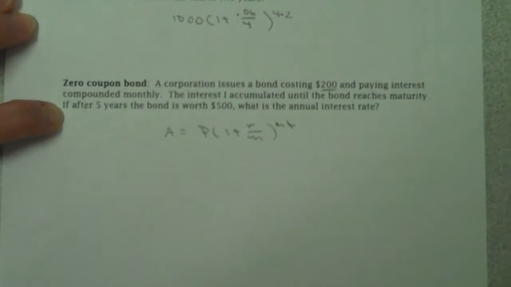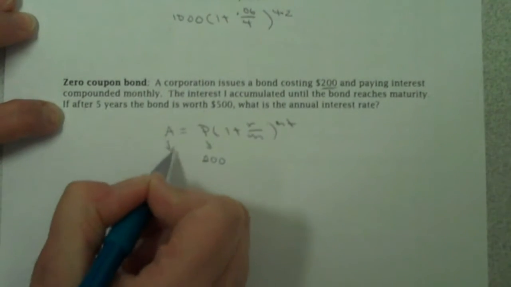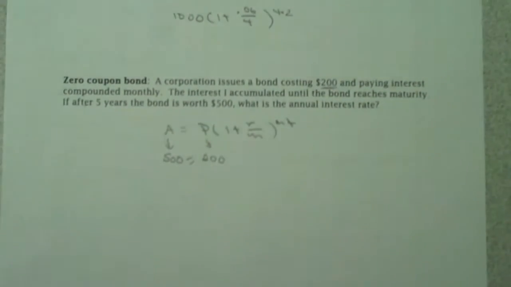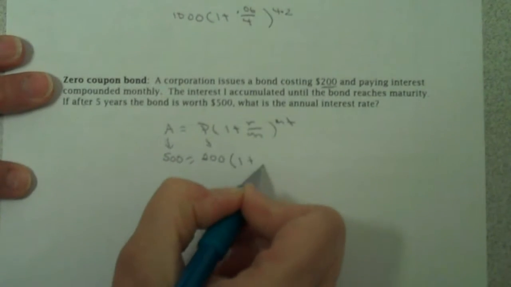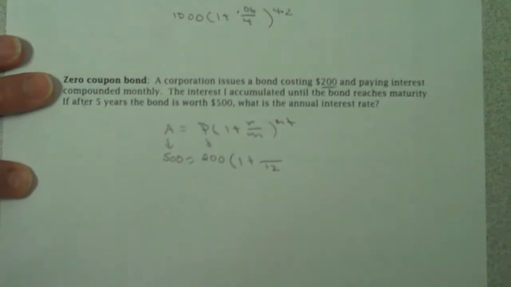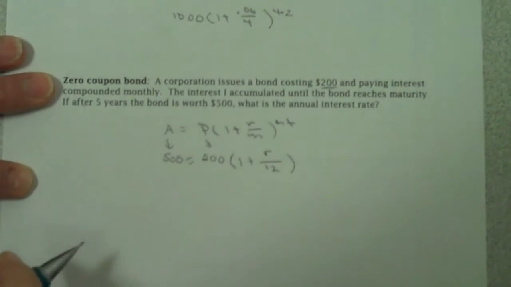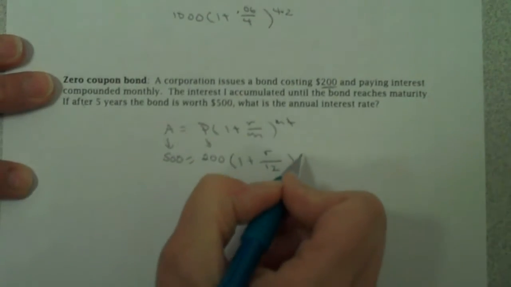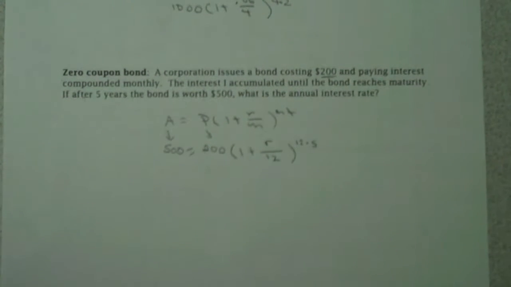We know that initially this bond was $200, and we know that now, after the accumulation of interest, it's $500. We know that the interest was calculated monthly, so that was 12 times a year. But we don't know what the interest rate was. That's the question. We know that the exponent should be 12 times 5 because it's compounded 60 times, 12 times a year for 5 years. So now we've got to back into what the interest rate was. And so the algebra behind this is a little different.